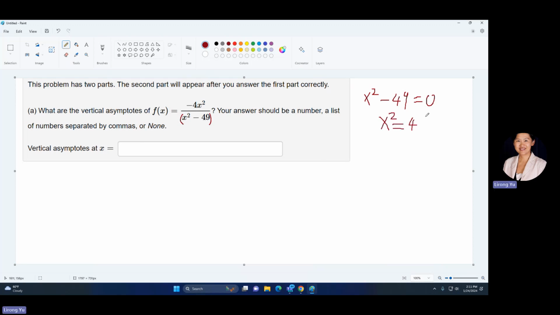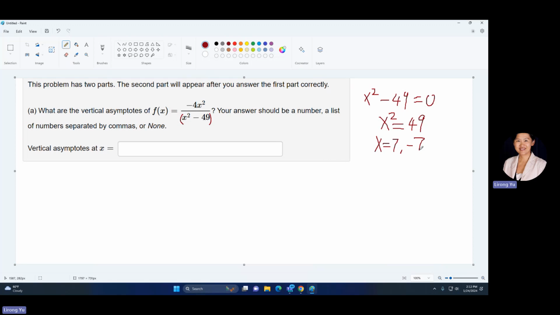x equals 7, right? We take the square root of both sides of the equation, x equals 7 because 7 squared is 49, or x equals negative 7, because negative 7 squared is also 49. So there are actually 2 solutions.